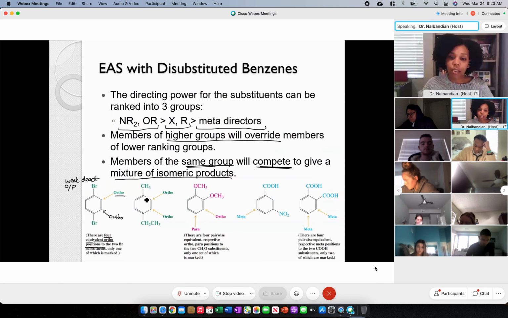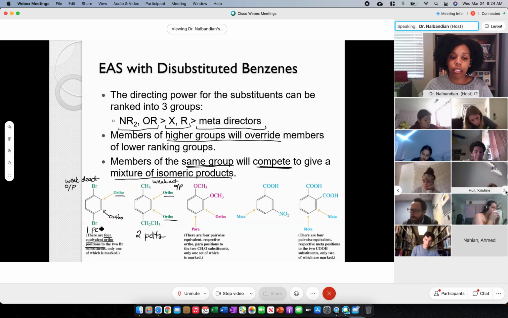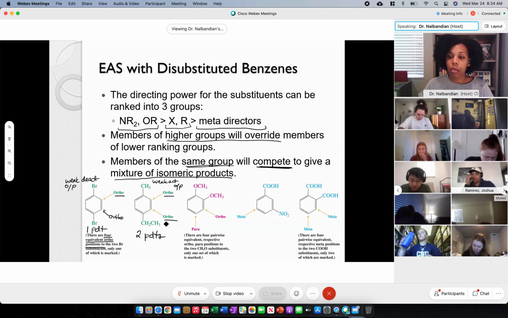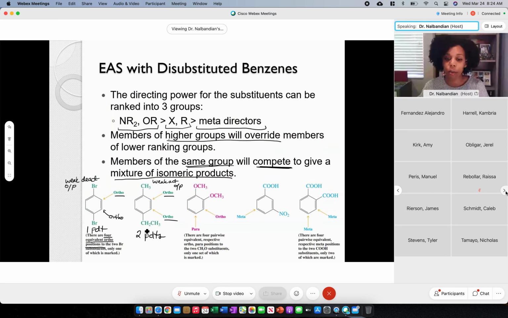So same thing with these two alkyls. These are both weak activators and ortho-para directors. And so with these, this is not going to be equivalent, right? We have ortho to the methyl and then ortho to the ethyl. So we're going to get two products, whereas here we only would get one product because all four of those spots are equivalent. Ortho on either side would be equivalent, ortho to the ethyl, and ortho to the methyl, so we get two products that could form here.